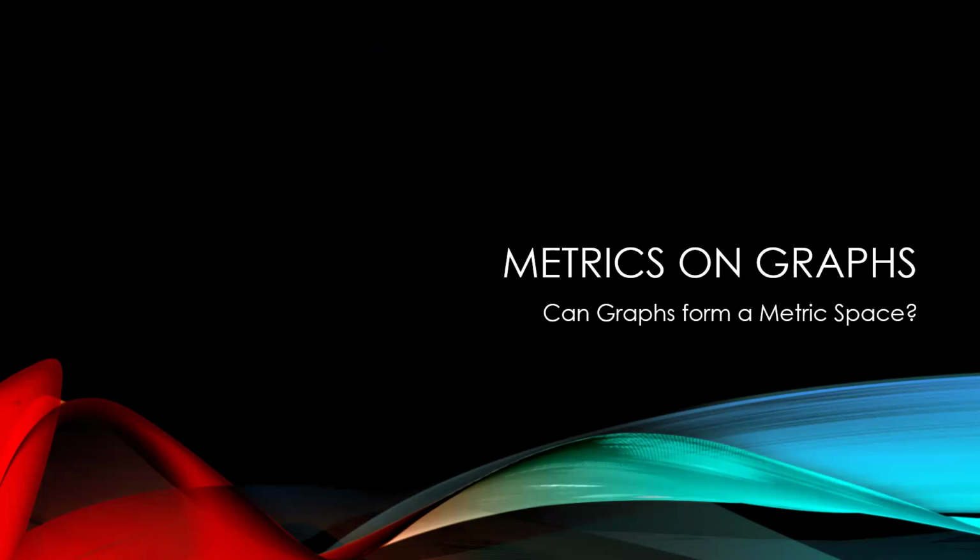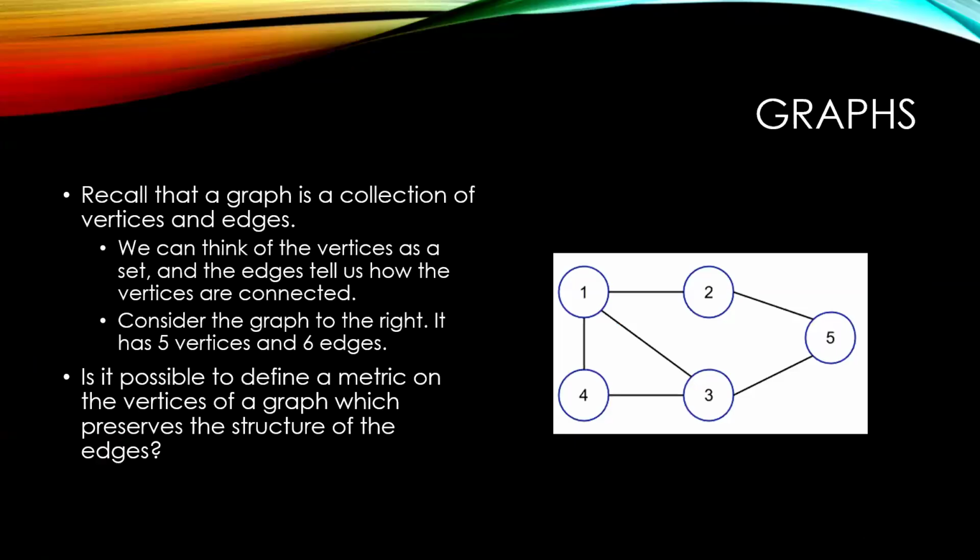Now that we have the idea of metrics and we know what graphs are, how can we combine the two? Recall that a graph is a collection of vertices and edges. We can think of the vertices as a set, and the edges tell us how the vertices are connected. Consider the graph to the right. It has 5 vertices and 6 edges.